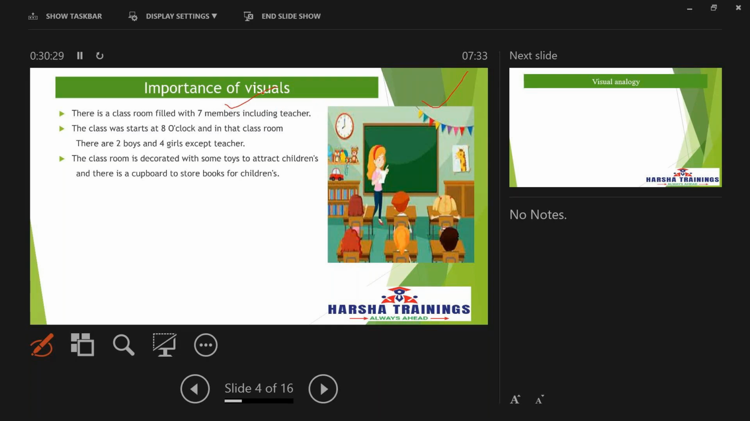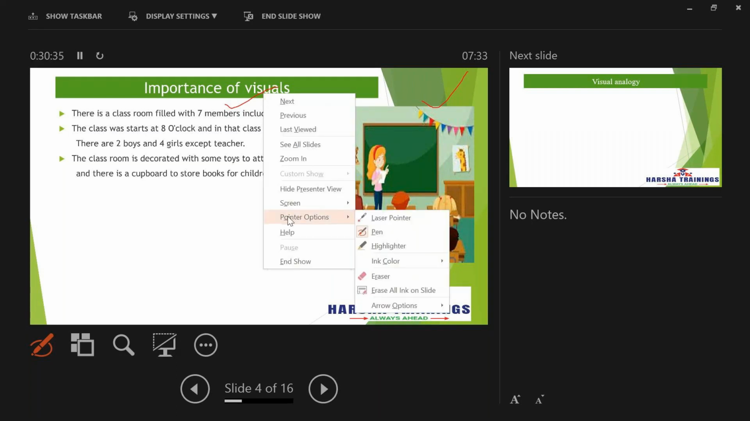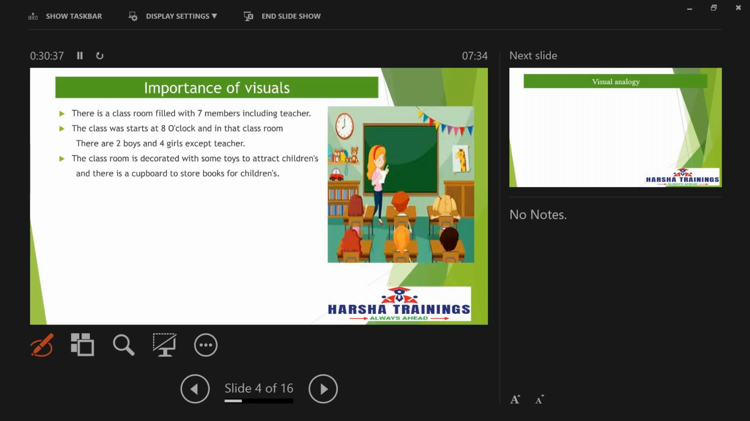Did you get my point right now? Yes, the gender of the teacher, and the toys, and the store, the books. We have some toys here. Observe this. Why did I mention 8 o'clock? So we have some toys, and a clock showing the exact time here.